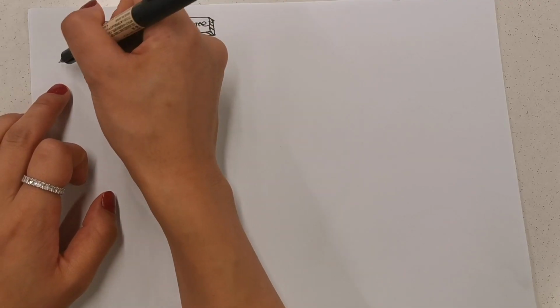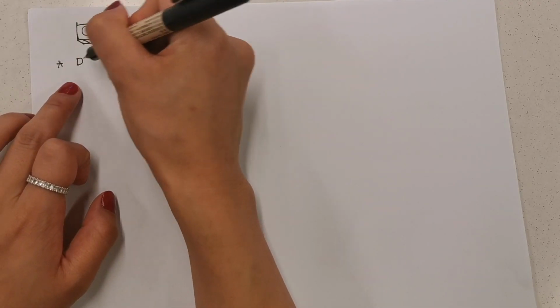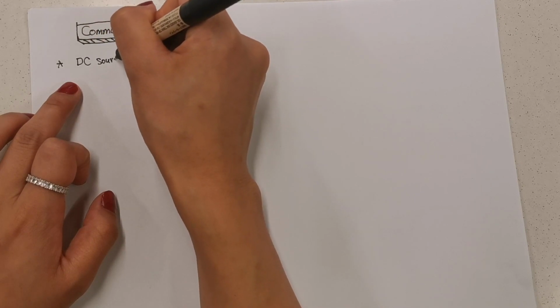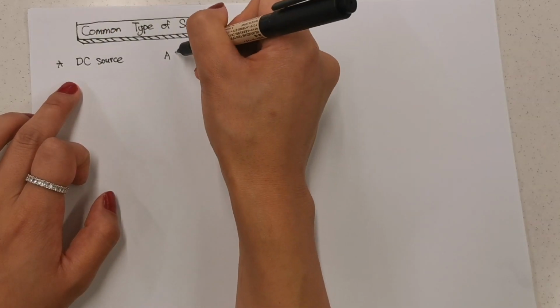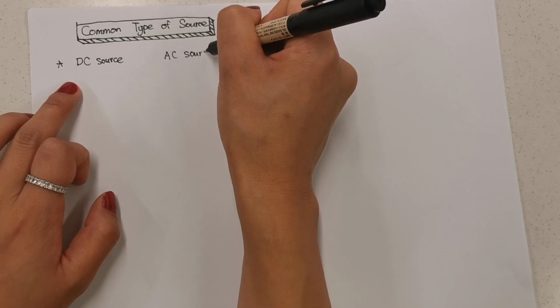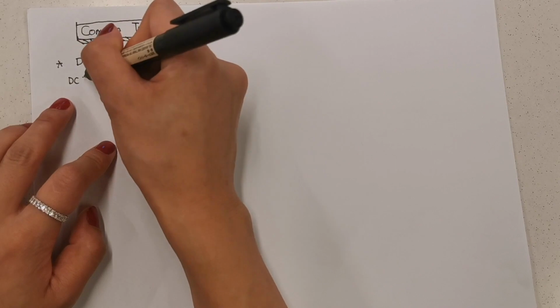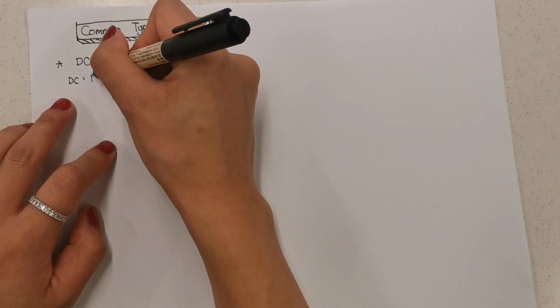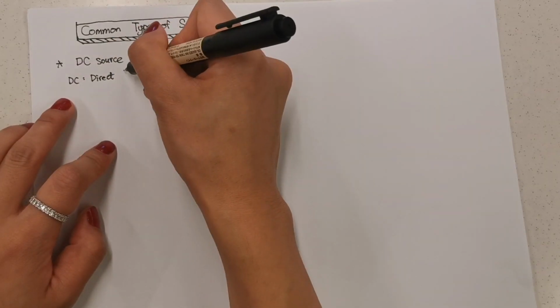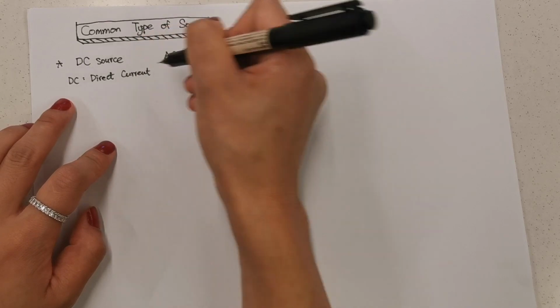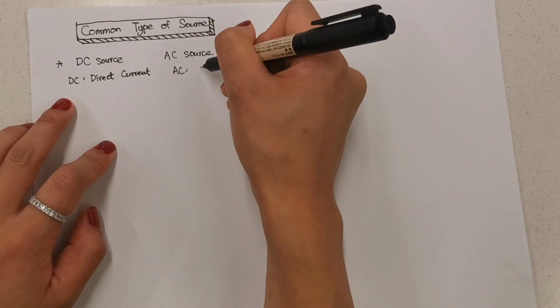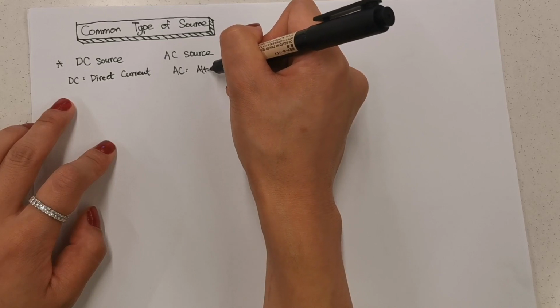Hi everyone, in this video we're going to talk about common types of source. In electronic circuits we have DC source and AC source. What does DC and AC mean? DC means direct current and AC means alternating current.